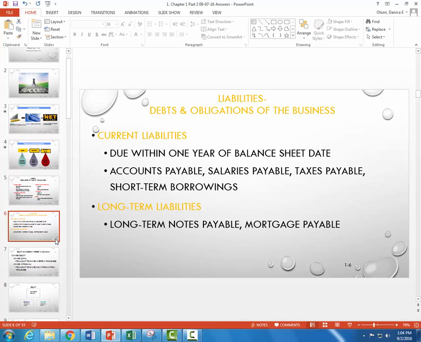Next on the balance sheet, we have our liabilities. A current liability is due within 1 year of the balance sheet date. Examples include accounts payable, salaries payable, taxes payable, and other short-term borrowings. If the liability is due after 1 year, it is considered a long-term liability. Examples include long-term notes payable and mortgage payable.